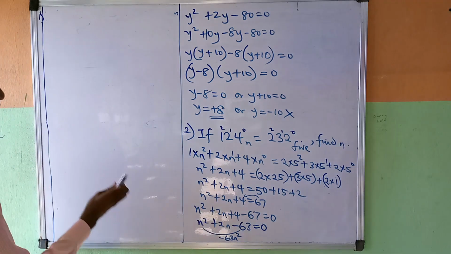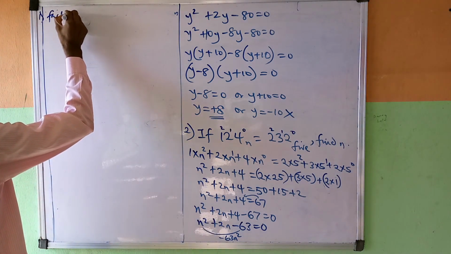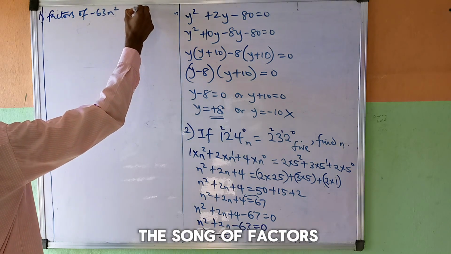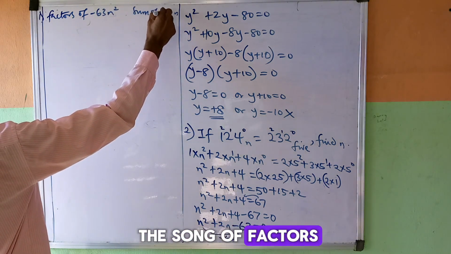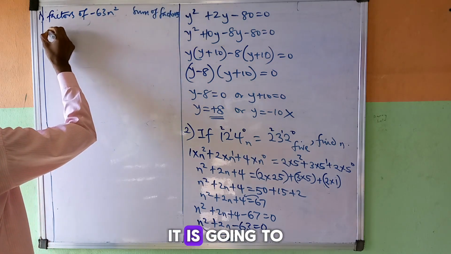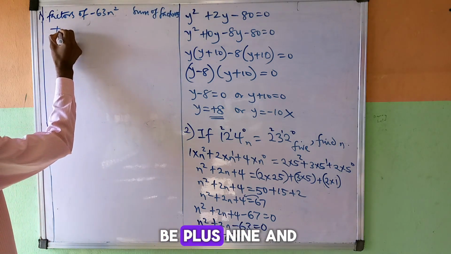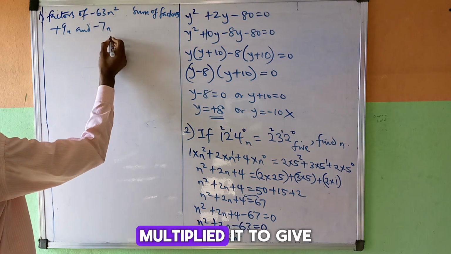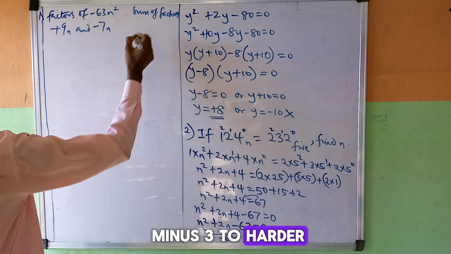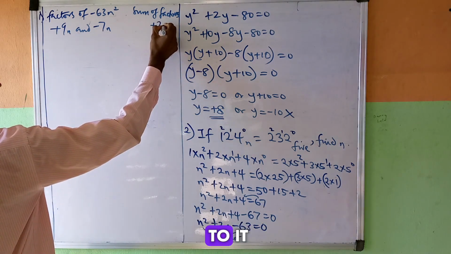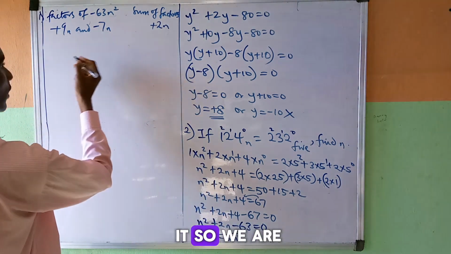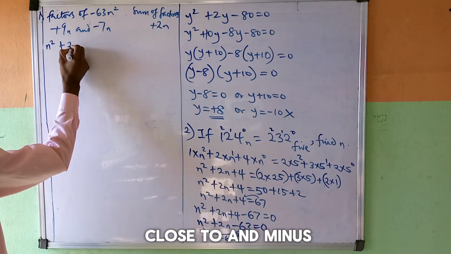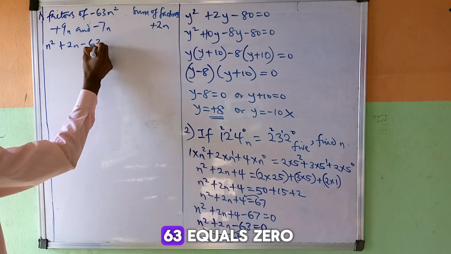So what are the factors of minus 63 n squared? The sum of factors is going to be plus 9 and minus 7 here. If you multiply, it gives you minus 63, if you add, it gives you plus 2n, and we have 2n, so we are good to go. So you have n squared plus 2n minus 63 equals 0.